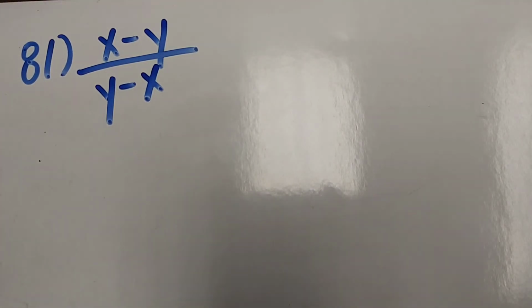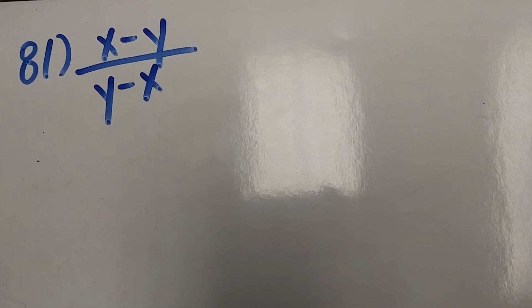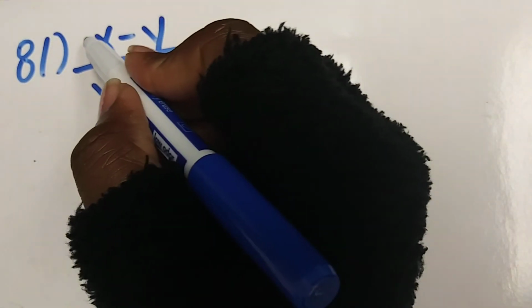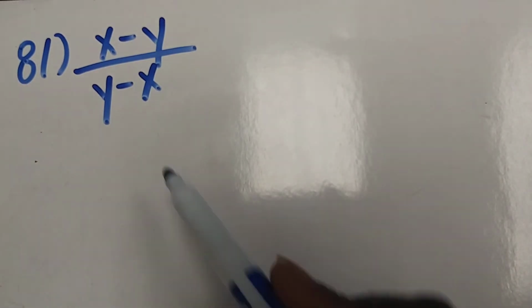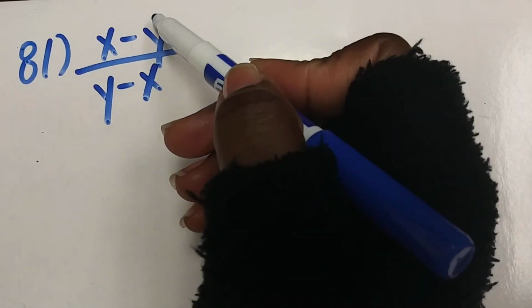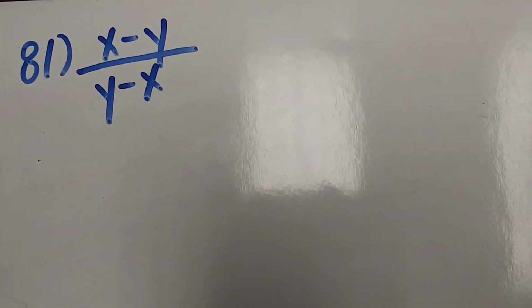Number 81. I have x minus y over y minus x. What's the problem with 81? Well, the problem is that these are opposites. X, negative y, positive y. Those are opposites. They're not the same. So I can't cancel out yet. So we're going to apply that negative switch order.